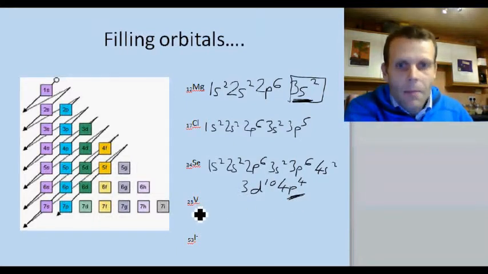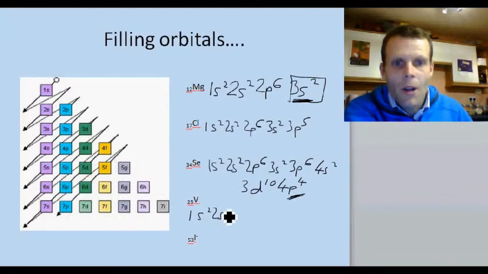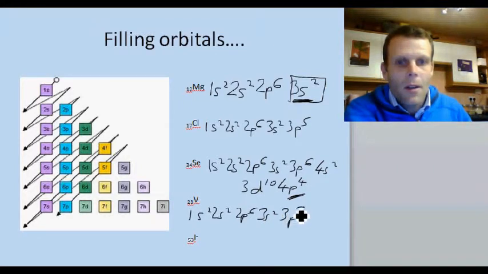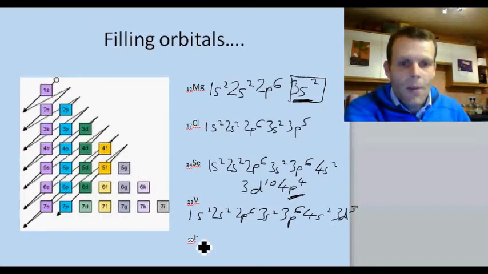Then vanadium, do this as another example. 1s2, 2s2, 2p6, 3s2, 3p6, 4s2, 3d3, 23. And you can also do the same thing for ions.